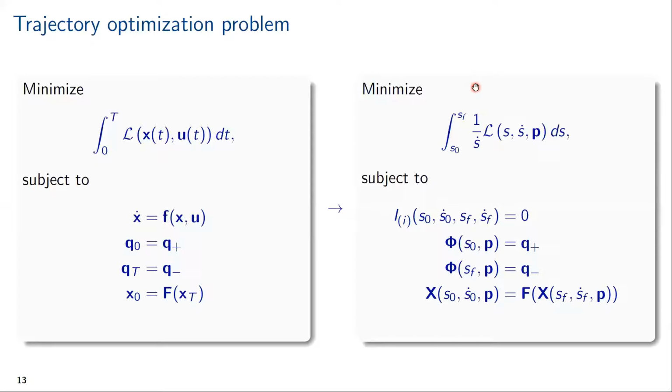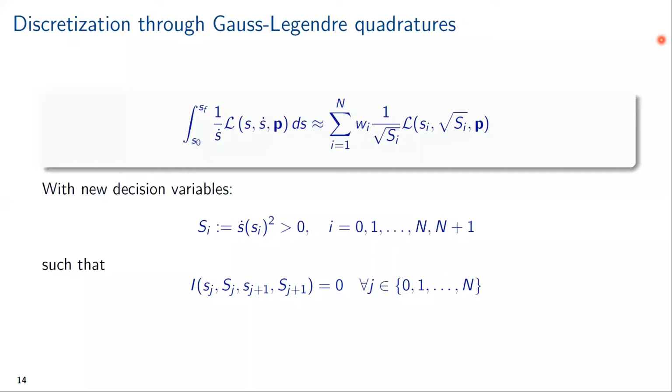Then we have to find some way of discretizing this problem in order to be able to solve it numerically. Now, in this regard, in order to discretize this optimization problem, we suggest using Gauss-Legendre quadratures, although any other type of numerical quadrature can be used instead, just to approximate this integral or this objective. That is, we pick a series of node points s_i and corresponding weights w_i, corresponding to the Gauss-Legendre quadratures, and evaluate this objective function at these points.